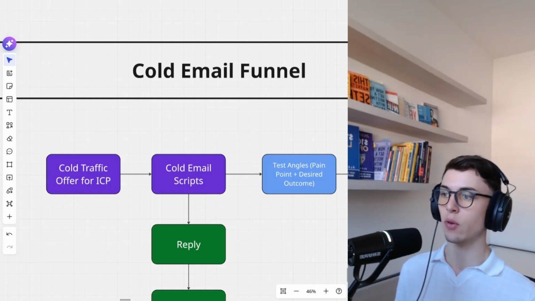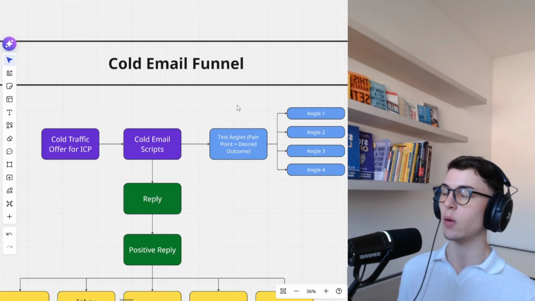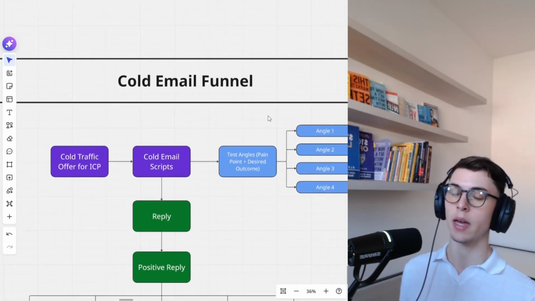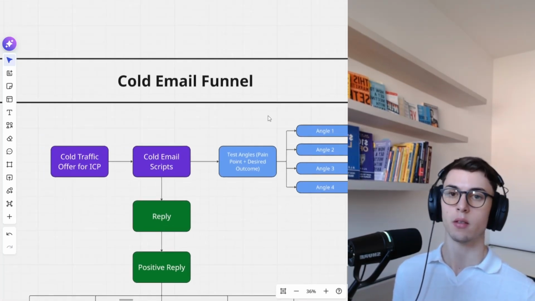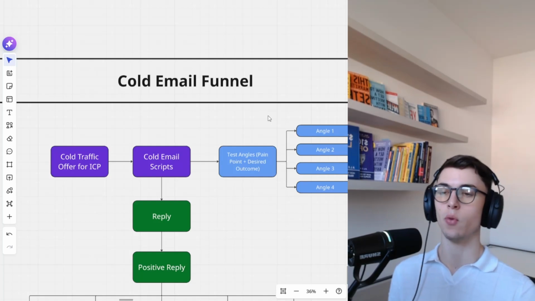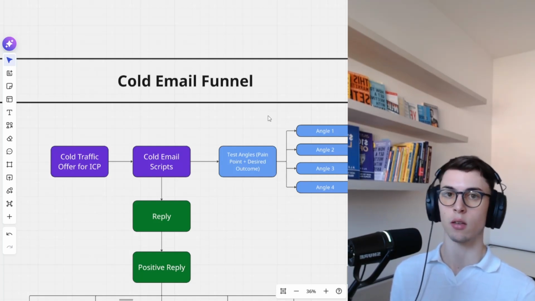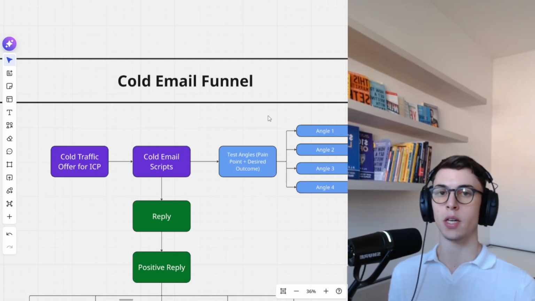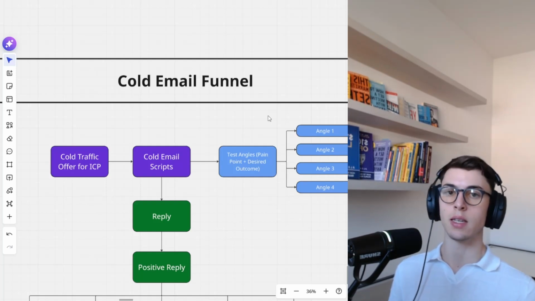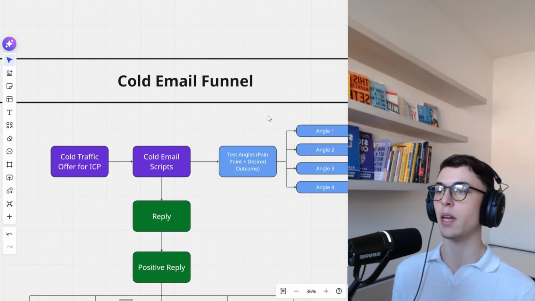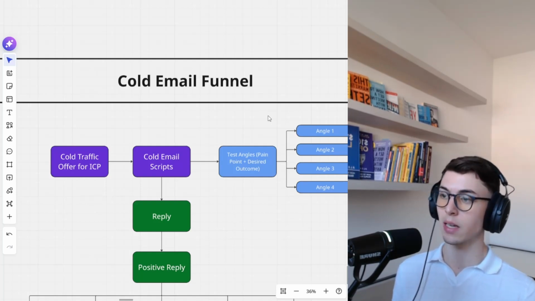Now we're going to test different ICPs. And so the first thing that we're going to do is create different campaigns based on the ICP, right? So we're going to create a campaign for, let's say, lawyers, another campaign going after home service companies, another campaign targeting SaaS companies, depending on all the types of target markets that they can go after, right? So that's the first thing you can test.